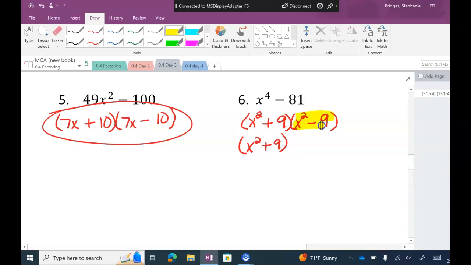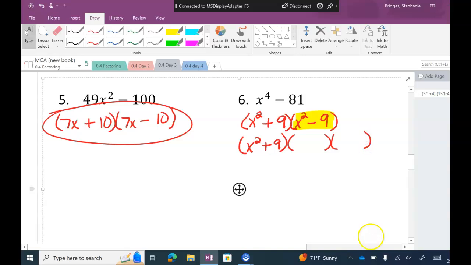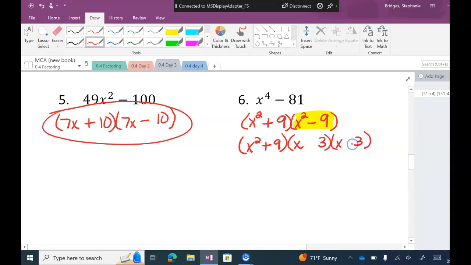However, this parenthesis right here, the x squared minus 9, they are both perfect squares. They are being subtracted, so I can continue to factor. So I'm going to set up 2 more parentheses. What's the square root of x squared? What's the square root of 9? And then with my signs, I do 1 of each. And that is completely factored.